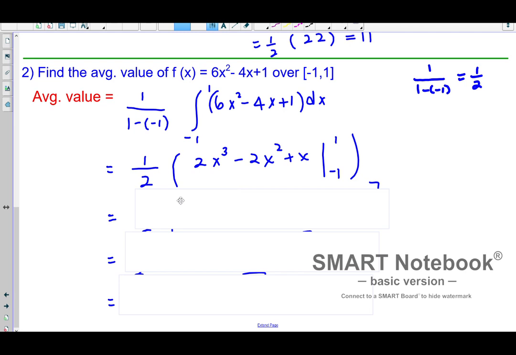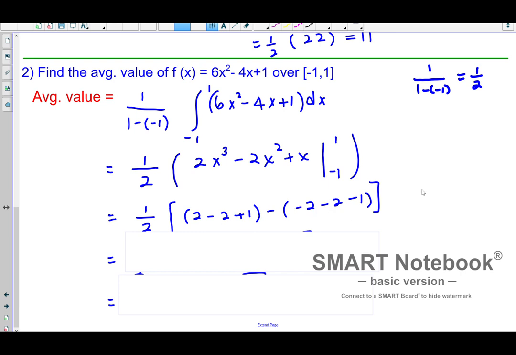And now all we have to do is plug in the upper limit minus plug in the lower limit. I would leave the 1/2 on the outside of everything and only distribute that in at the end. So I would open a set of parentheses and enter the positive 1 everywhere you see an x. You're going to get 2 minus 2 plus 1. And then minus, open another set of parentheses and plug in -1 for x. You're going to get -2 minus 2 minus 1. And at that point, you could simplify each quantity within the parentheses and then subtract.